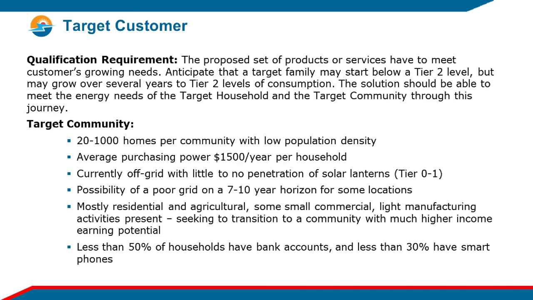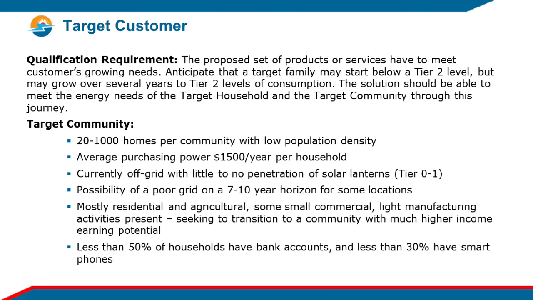So what is the target community out here? This family starts at a tier two level and may grow over several years to upper tier two levels of consumption. We need to look at the target household and the target community. These are small communities. They are the hardest to serve. Urban areas, not so difficult to serve. Yes, the challenge is out there too, but this is really the heart of the challenge.